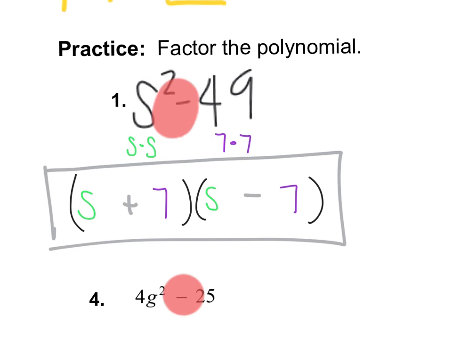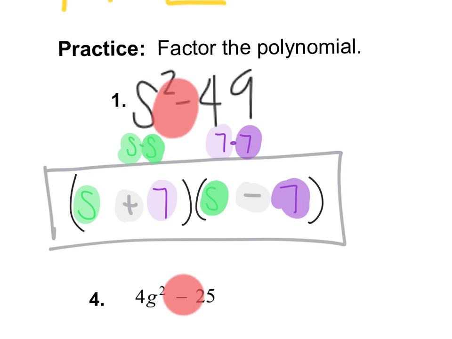So notice that one s went here, and the other s went here. And the same thing was true with my 7's: the first 7 went here, and my second 7 went here. And then every single time, I'm going to have 1 plus sign and 1 minus sign. That's just the way these factorizations work.